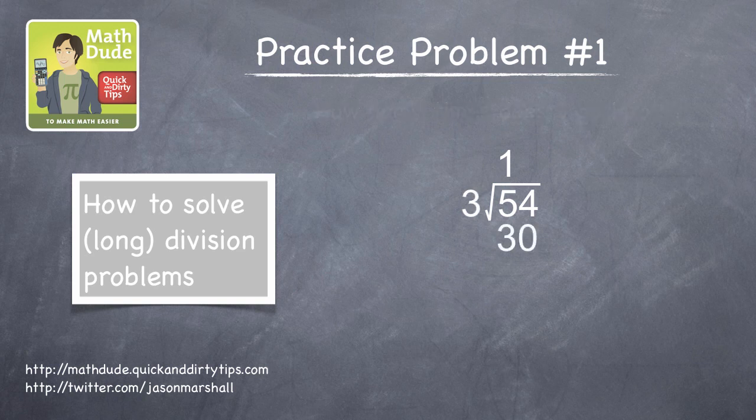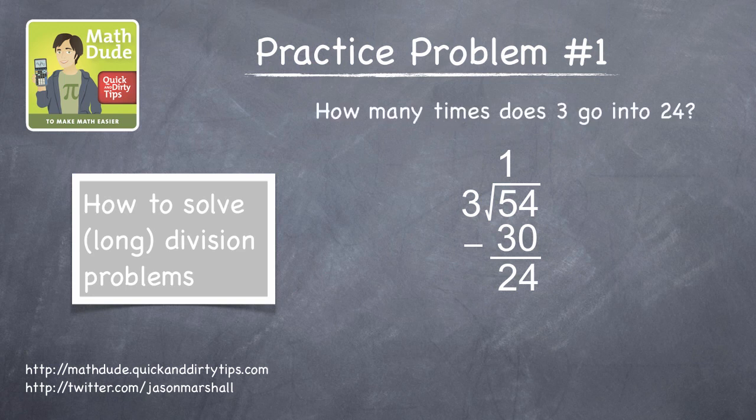Remember that 1 really represents 10, since it's in the tens place. So 10 times 3 is 30. Let's write that below. Now, the idea is we've already accounted for 30 of the 54 meters, so there are 24 more to include. So how many times does 3 go into 24? Well, this time it's an even fit, 8 times, and the final answer is therefore 18.